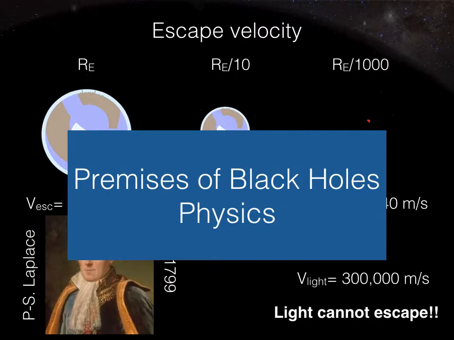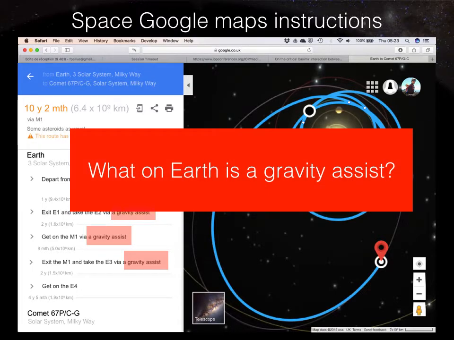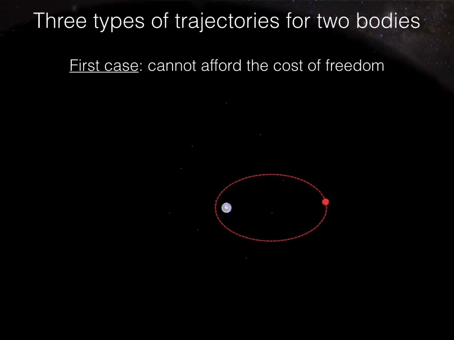So I think here it's a good time to end this part on leaving the Earth and focus on one of the aspects that was very important for this mission, which was these gravity assist maneuvers. So what the hell are these things? To explain a bit what they are, I need to explain as well what type of trajectories can exist between any two bodies interacting via gravitation.